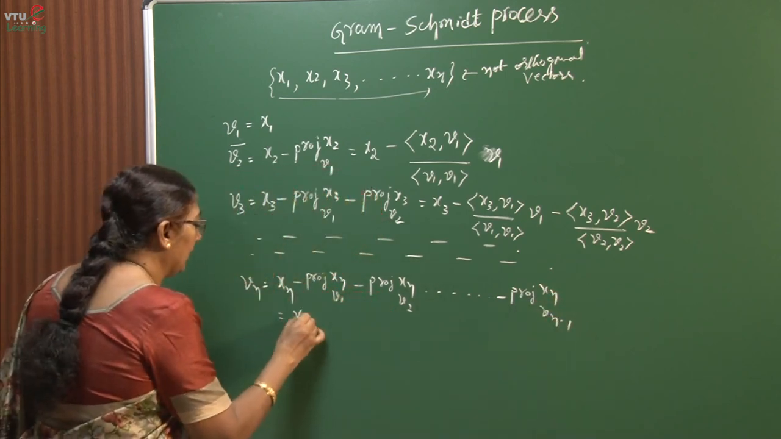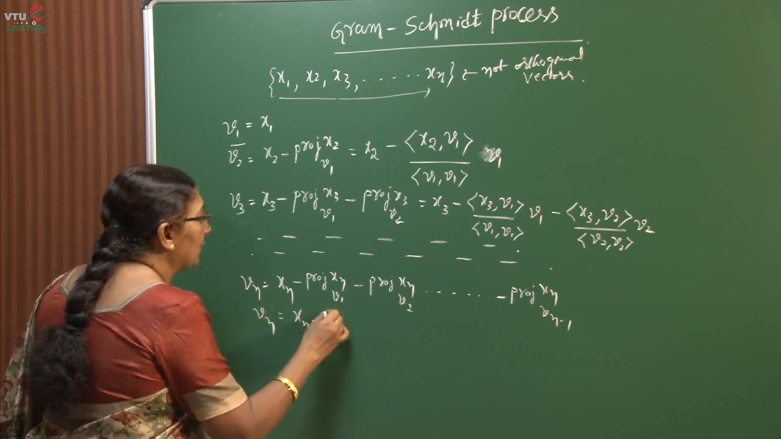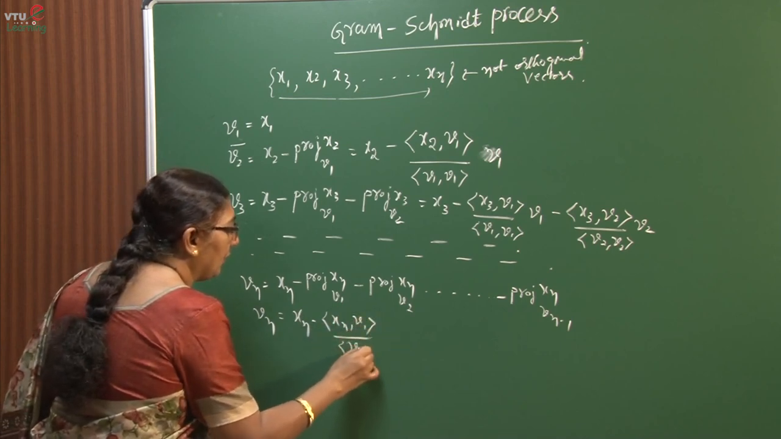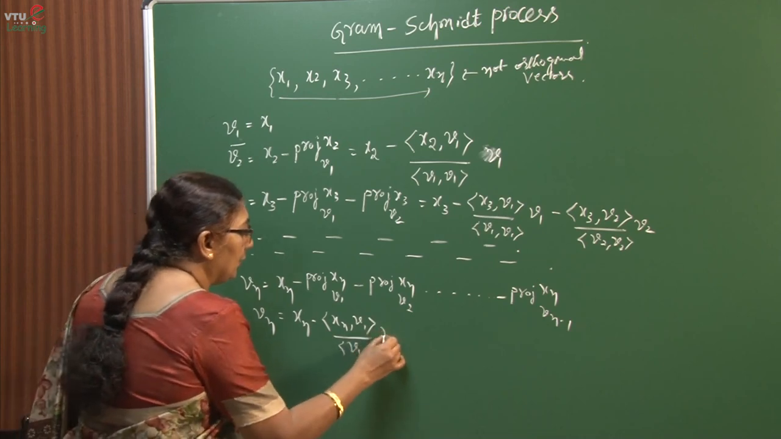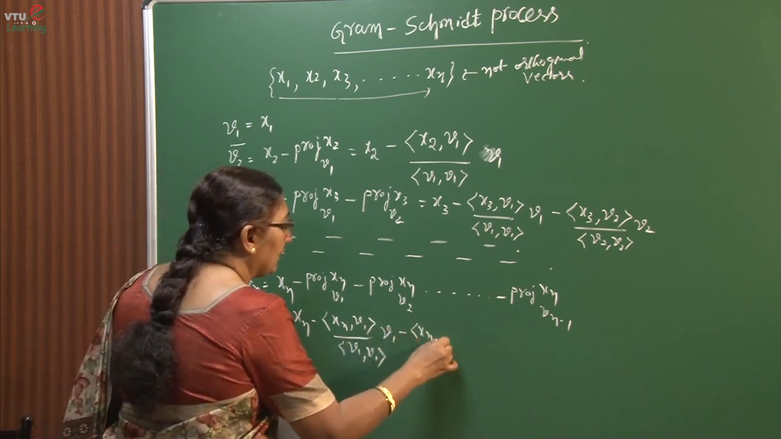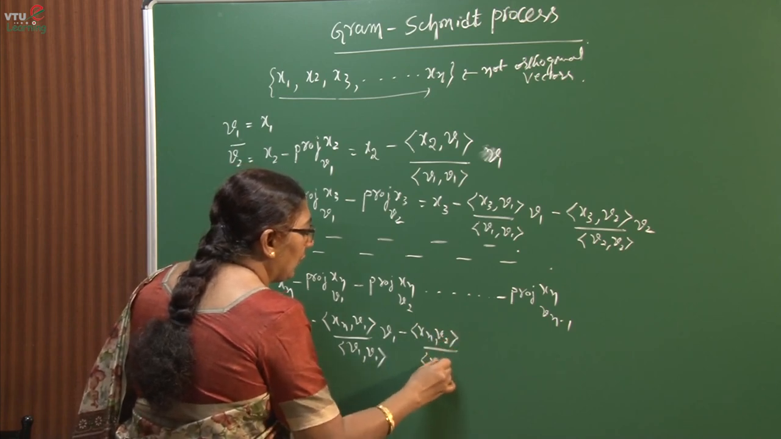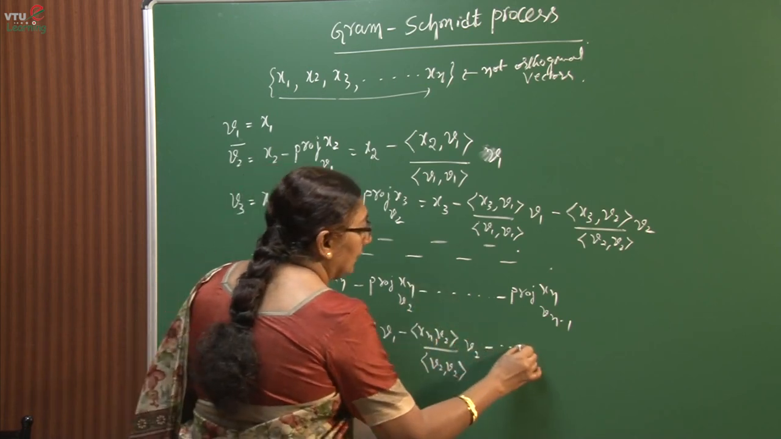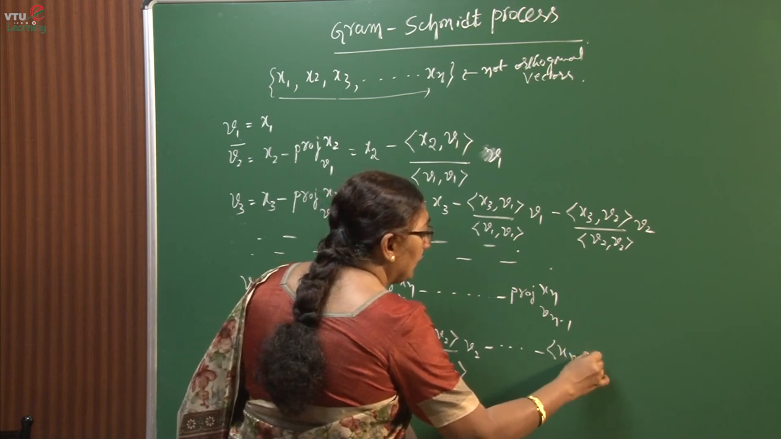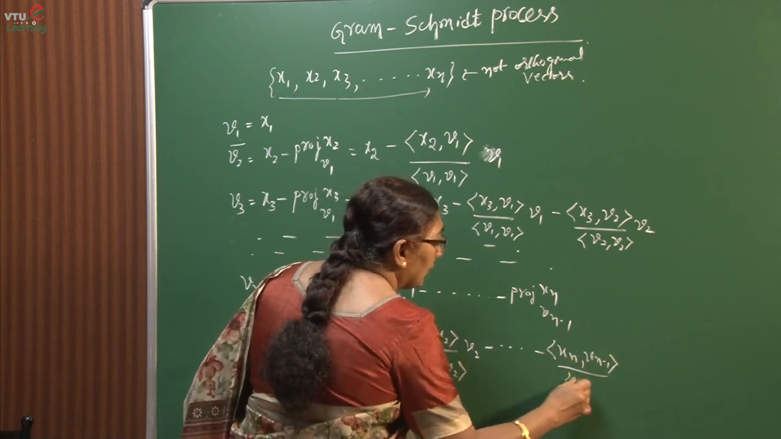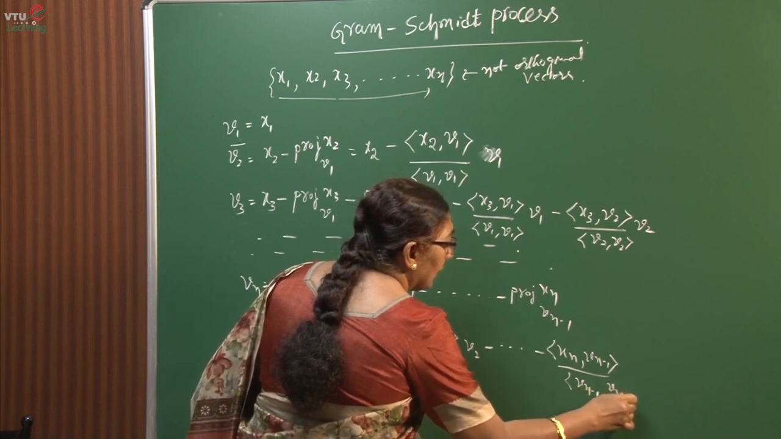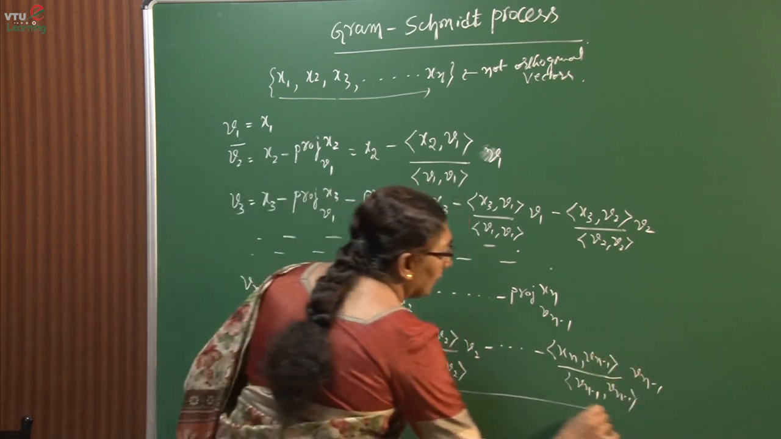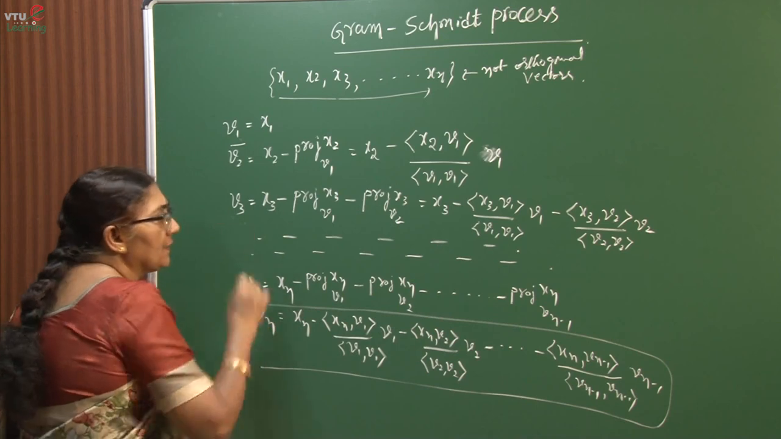If you write the formula out, what we finally get is Vn equals xn minus the inner product of xn comma V1 divided by the inner product of V1 comma V1, you know the projection formula, times V1, minus the inner product of xn comma V2 divided by the inner product of V2 comma V2 times V2, and so on, minus the inner product of xn comma Vn minus 1 divided by the inner product of Vn minus 1 comma Vn minus 1 times Vn minus 1. Now, just remember this general formula. This is a generalization of that.